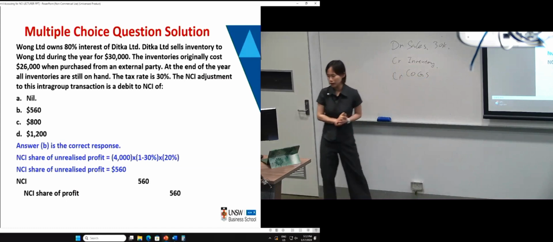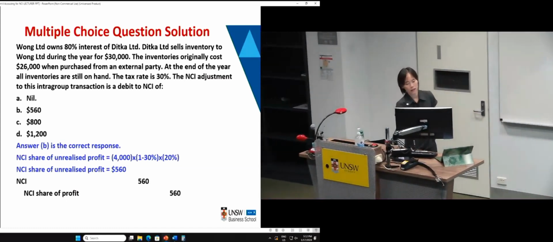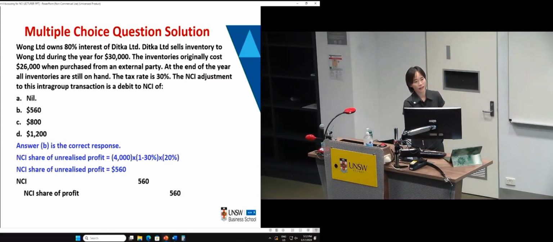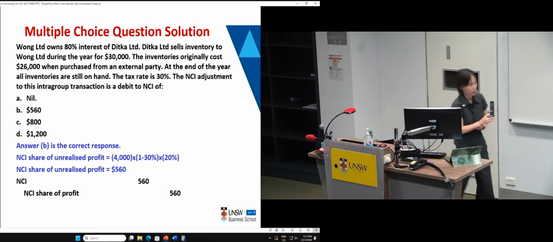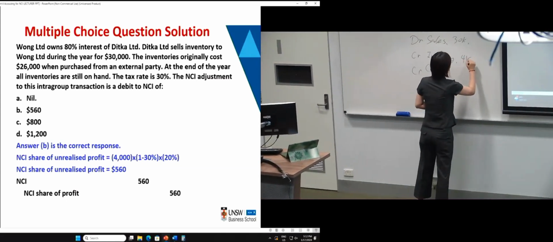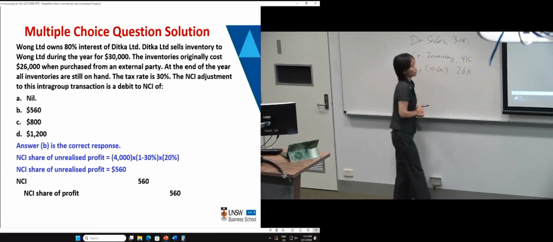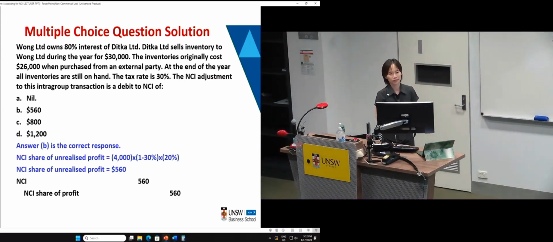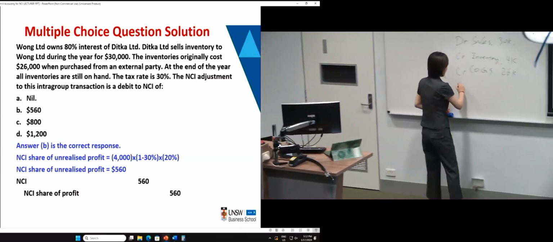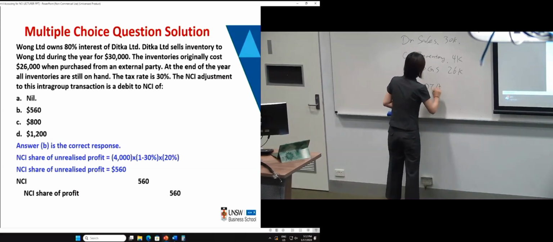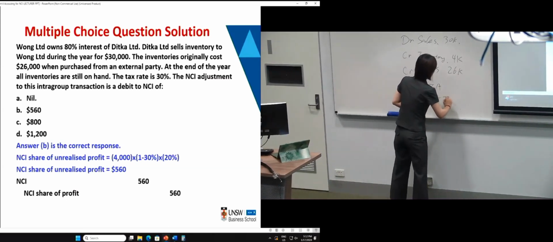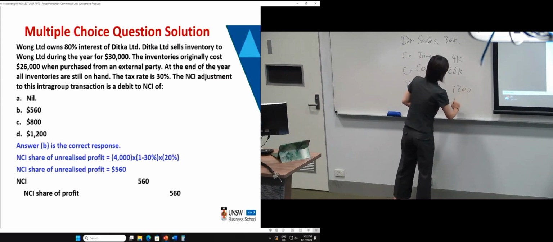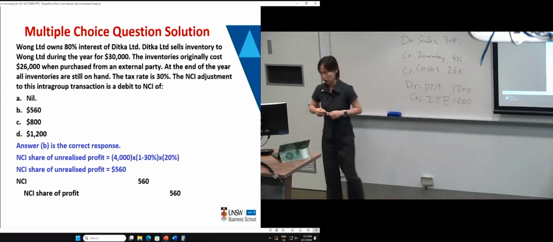Now, what is the credit to inventory? 30,000 minus 26,000, that is 4,000, right? And this 4,000 profit remains unrealized, so inventory should be adjusted down by 4,000. And the balancing figure is credit cost of sales, 26,000. Anything else? Did I miss out anything? Tax, right? Don't forget tax. So we debit DTA, credit income tax expense, based on 30% of 4,000, which is 1,200.